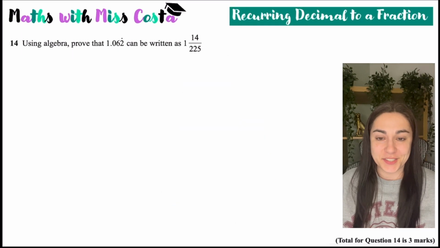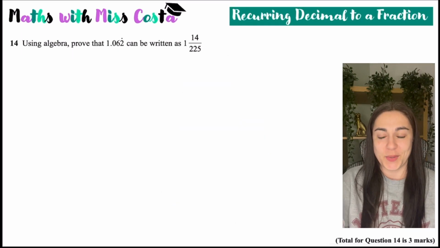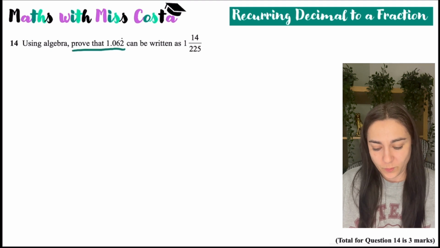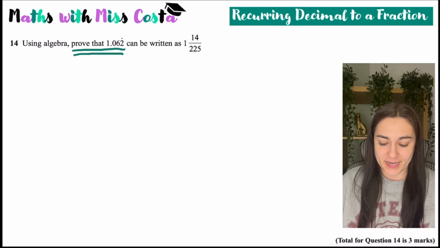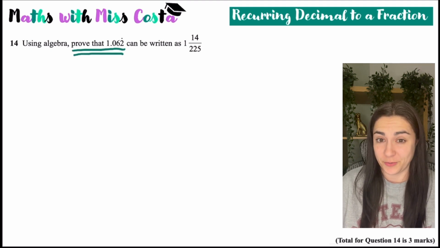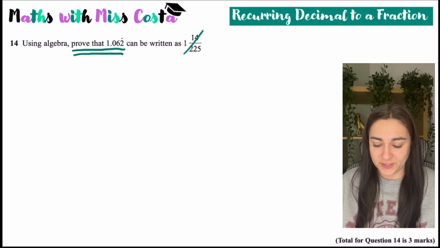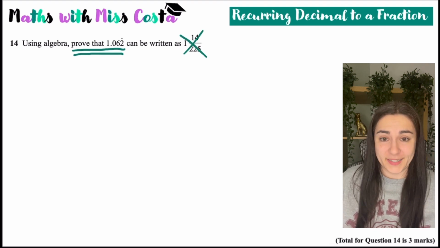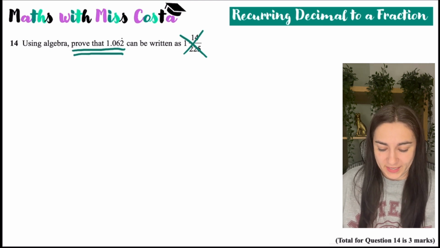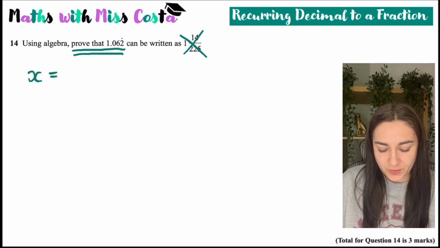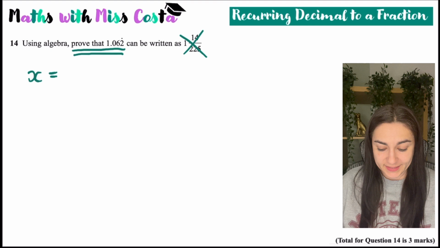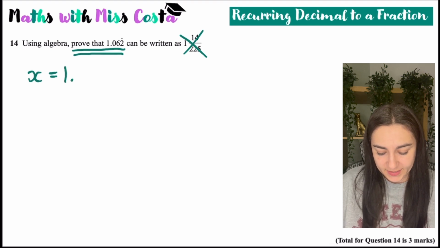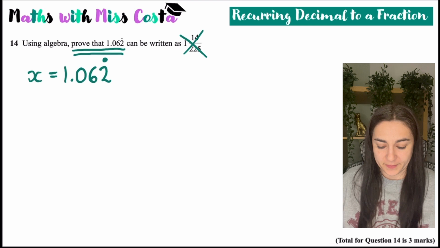Okay, so in this question, I am told to, using algebra, prove that 1.062 recurring can be written as 1 and 14/225. Now, the first thing you want to do is just ignore the answer, because some people try and work backwards. You want to start with what you've been given. So using algebra, I'm just going to call my initial value x. So I'm going to say x is 1.062 recurring.